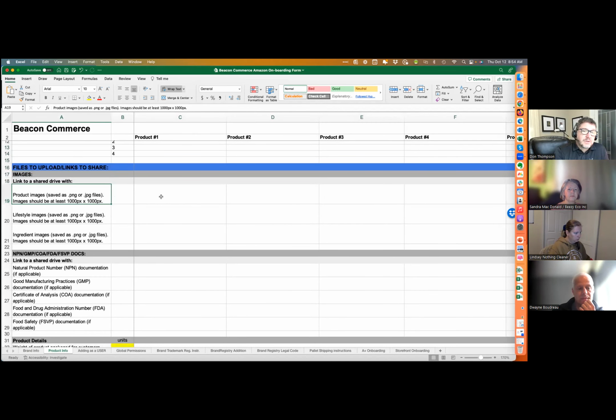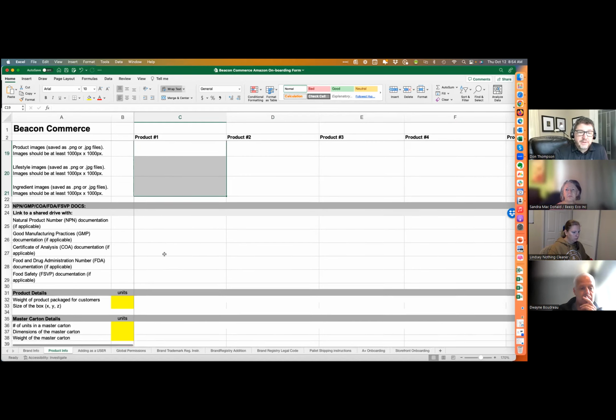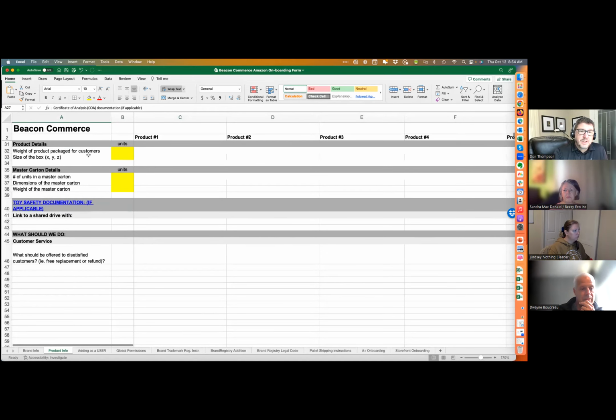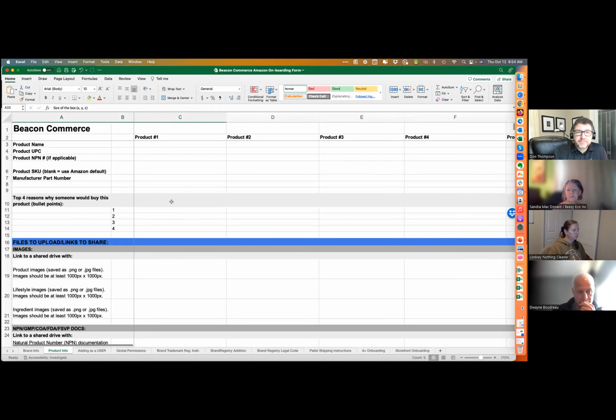Uploaded files. So you want to have all your collateral loaded somewhere that can be accessed. A lot of times we have a shared Google Drive of some kind that will allow us to do product images, lifestyle images, ingredient images, etc. And then GMPs and COAs and FDAs and size of configurations and such. All this allows us to lay out the next steps to get a product up there.